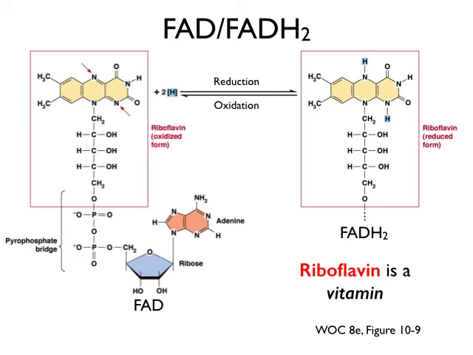So you can see at the top that we can add hydrogens to reduce the riboflavin, and when we add 2 hydrogens, we get FADH2 on the right. So this is similar to NADH. It's a reduced compound that's an electron carrier.